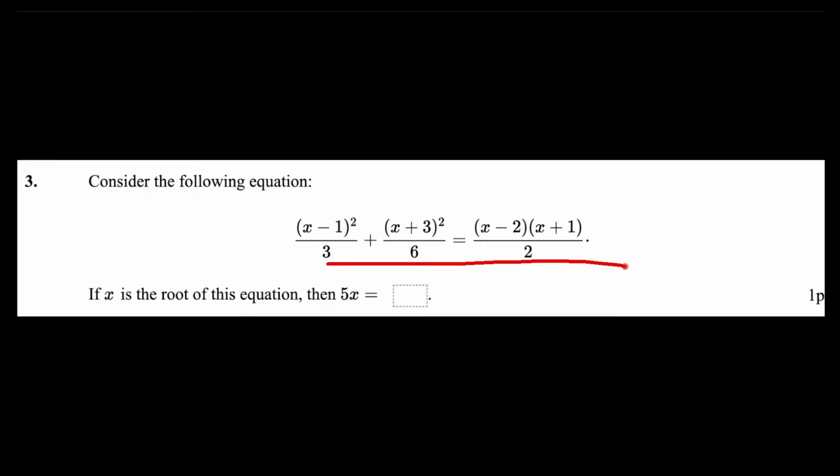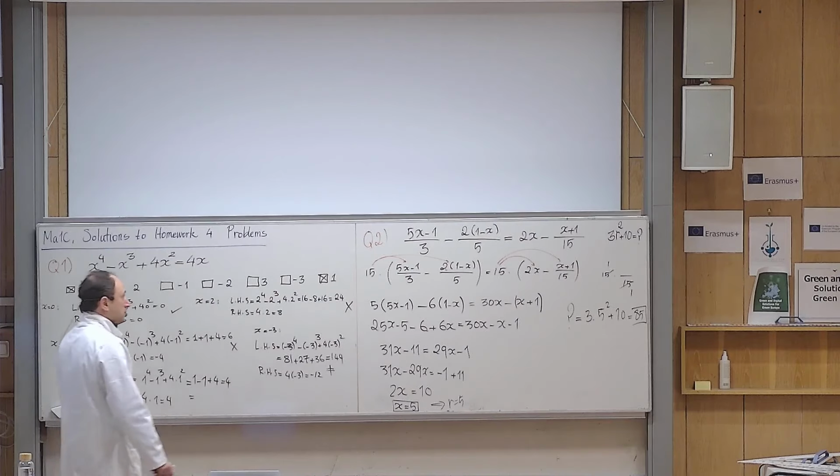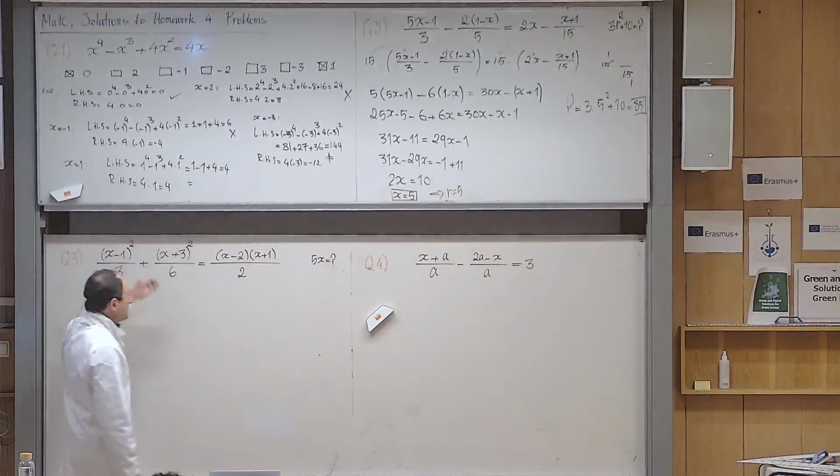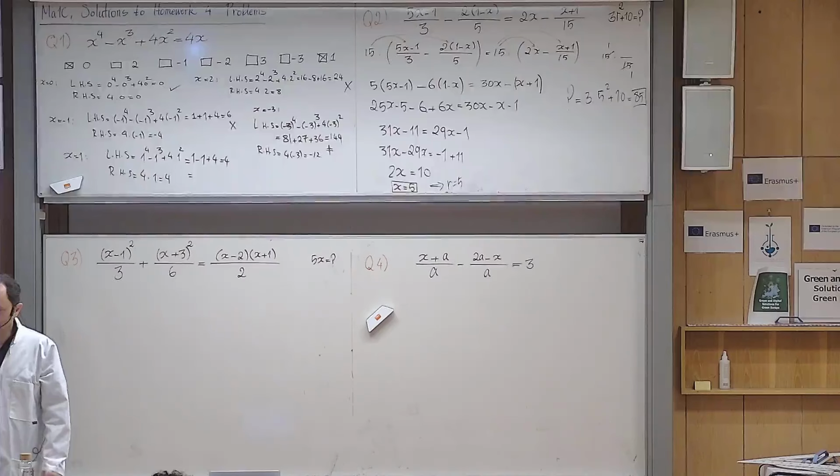Okay, consider the following equation. If x is the root of this equation, you see I am changing the way that I am expressing the problem here. I'm just calling it x. If x is the root of this equation, then what is 5x? Okay, again, I have to solve the problem and find x and put it there and then multiply it by 5. I've already written it here on the board, so let us do it together.